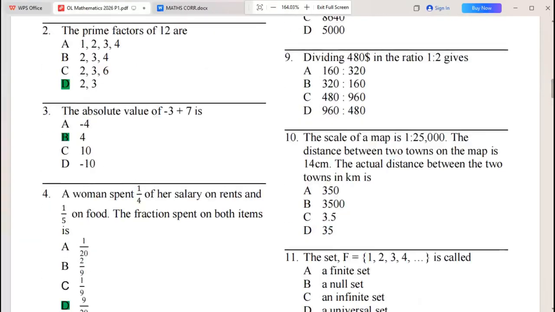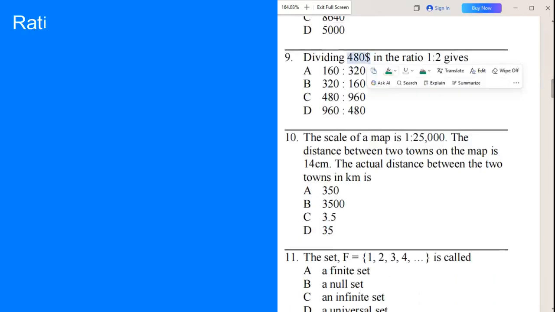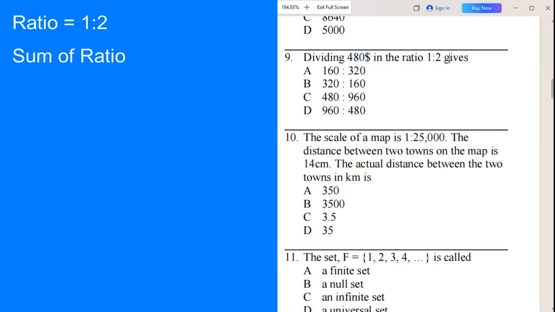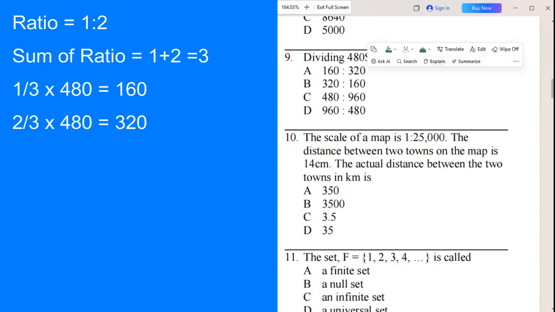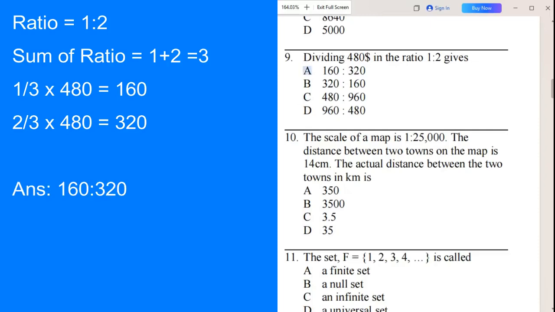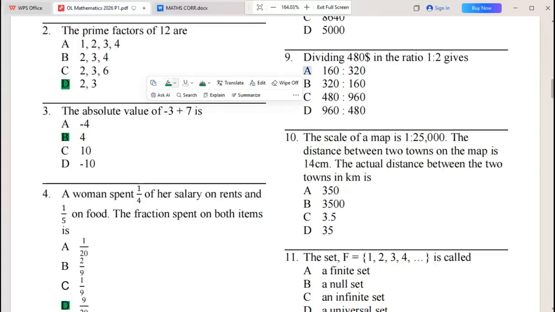Question 9. Dividing $480 in the ratio 1:2 gives. To divide this sum in the ratio 1:2, we start by finding the sum of this ratio. The sum of the ratio is 1 plus 2, which is 3. Now dividing 480 in the first ratio, that is 1, we have 1 all over the sum of ratio, which is 3, times 480, which gives us 160. Now in the second ratio, which is 2, we have 2 all over 3 times 480, which is equal to 320. So for question 9, our answer is A. 160 is to 320.